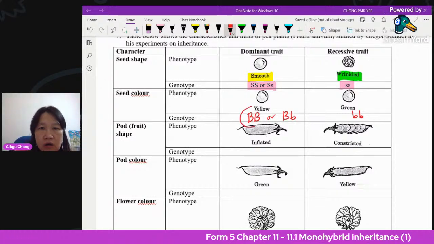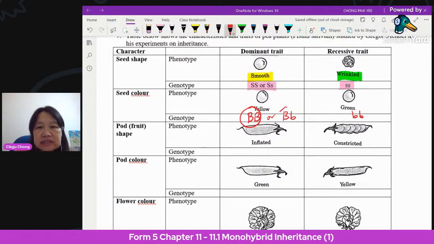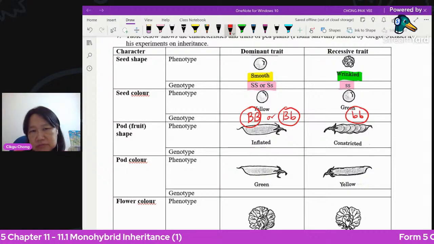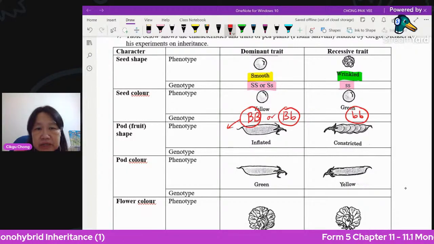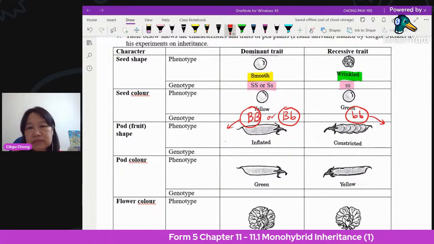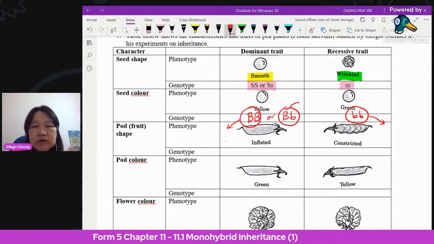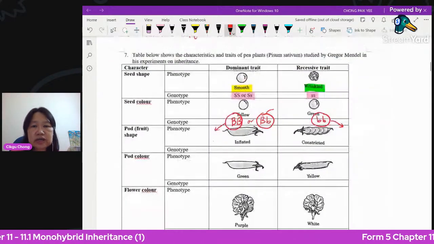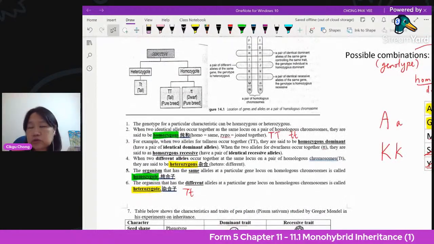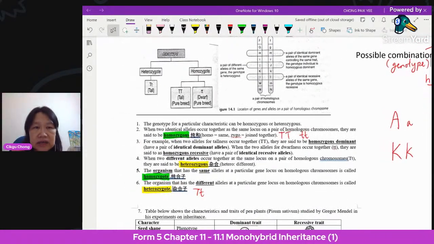So this is called homozygous. This is heterozygous. And this is homozygous. So this is homozygous dominant. This is homozygous recessive. And this is a hybrid, or we call heterozygous. Okay, so I hope you are clear. So let's flashback what we have learned. All these terms, go to your workbook and fill up your answers there.